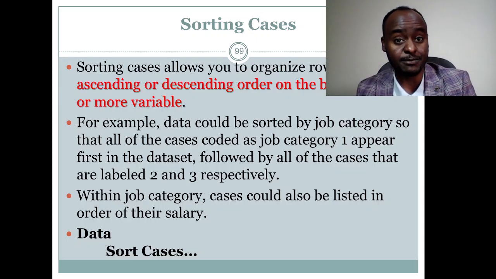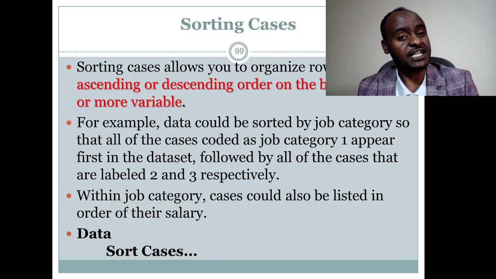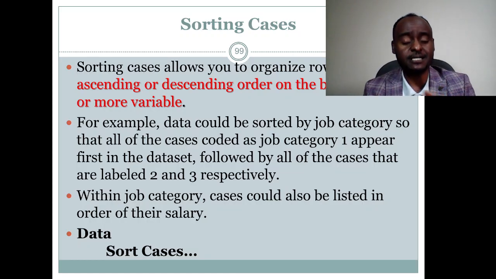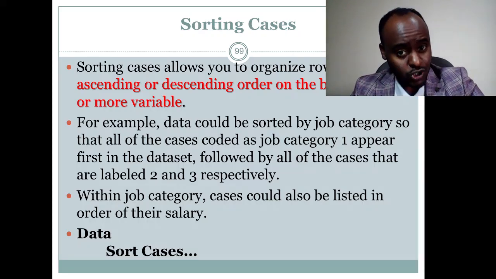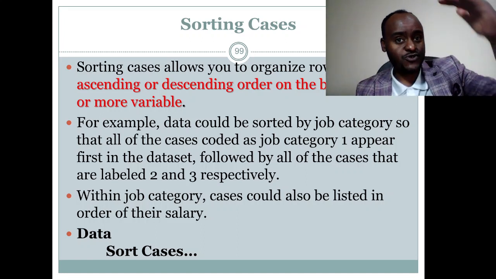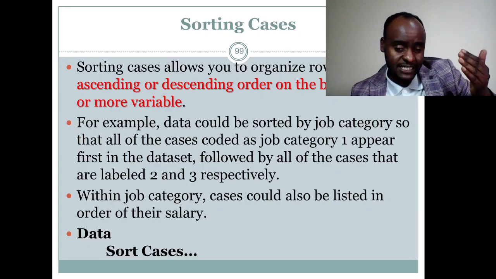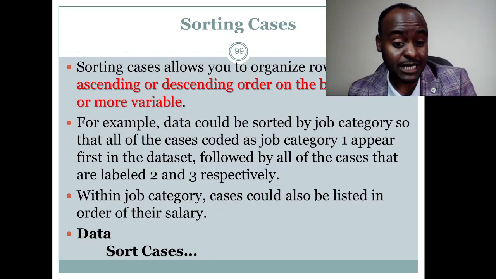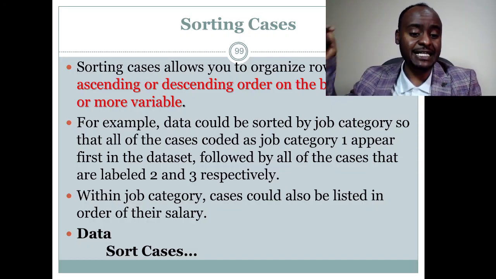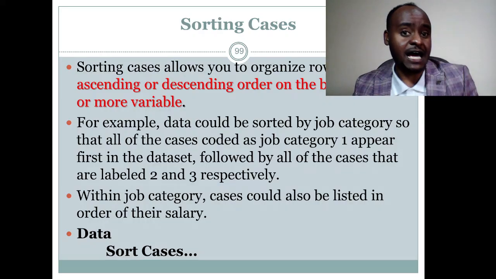For example, data could be sorted by job category so that all of the cases coded as job category 1 appear first in the data set, followed by all of the cases that are labeled 2 and 3 respectively. Job category has 3 labels, isn't it? 1 clerical, 2 custodial, 3 managerial. So you can request SPSS to sort your data according to job categories, so that those in the first category come first, second category comes second, last category will come last. Within job category, sometimes cases could also be listed in the order of their salary. In that case, you can select 2 variables for sorting.